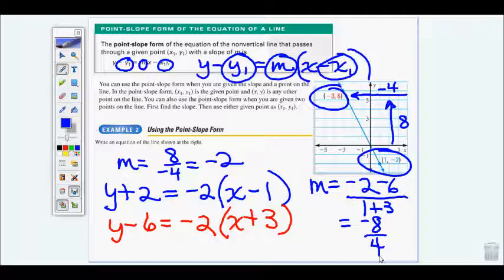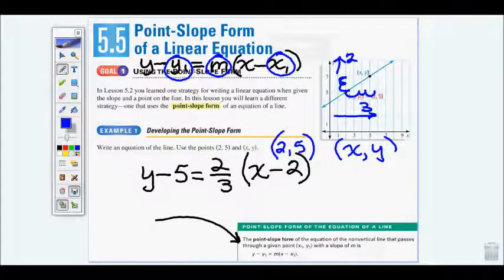But they have to give you 2 points. That would not have worked for this one. They couldn't have just given you this information here and no graph and said, figure out the slope. You can't, because you don't know what that other point is. On a graph, you could have at least found a nice intersecting point and figured it out. But if they're not giving you a graph, they have to give you 2 coordinate points.